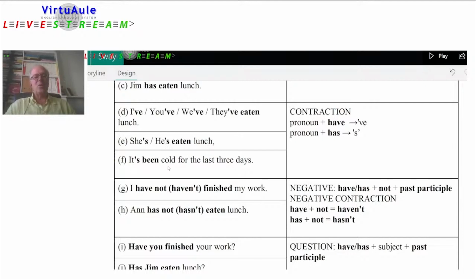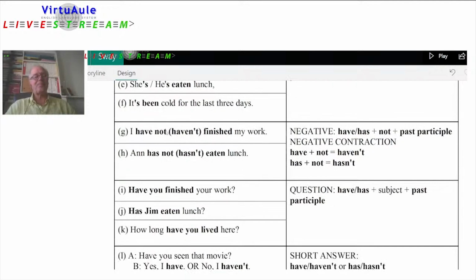F, it's been cold for the last 3 days. The pronoun plus have can be contracted to 've. The pronoun plus has in the third person singular can be contracted to 's.